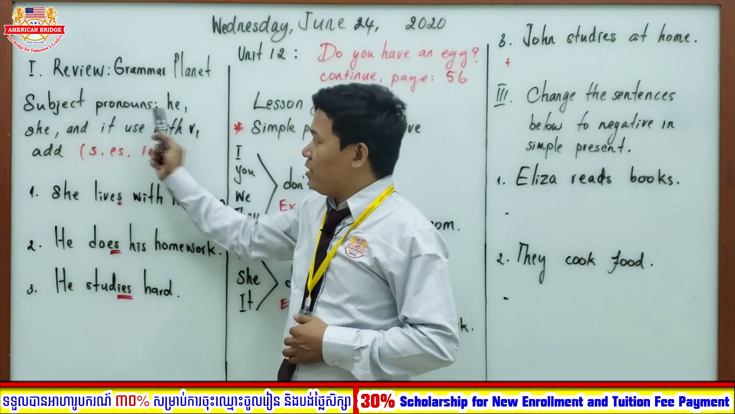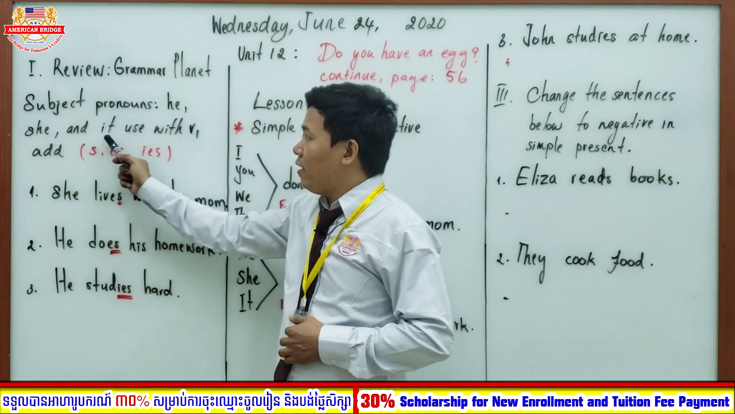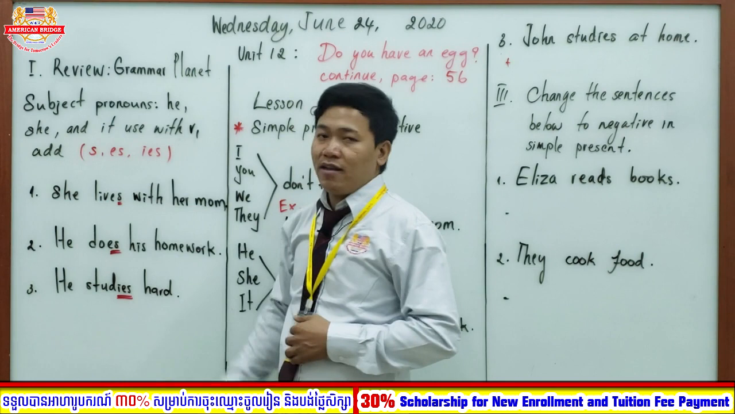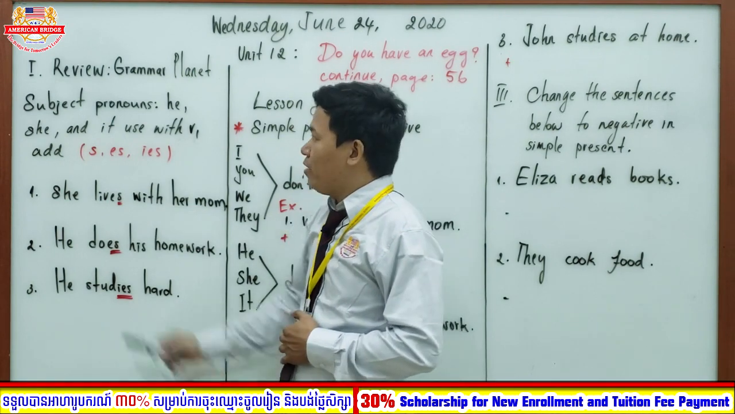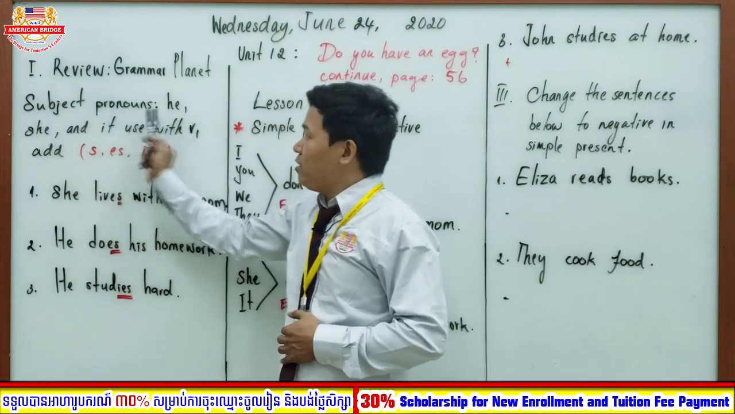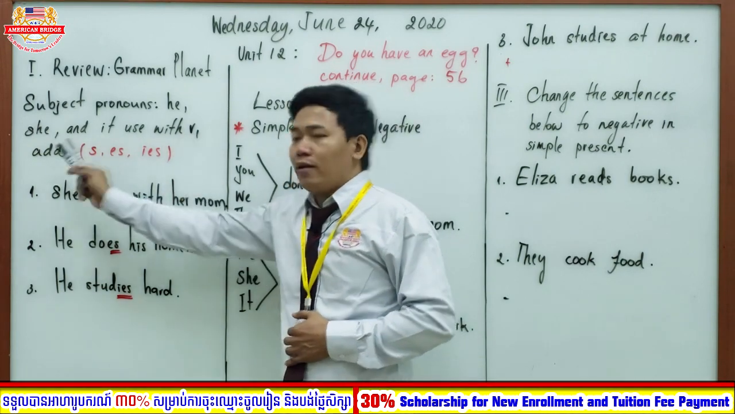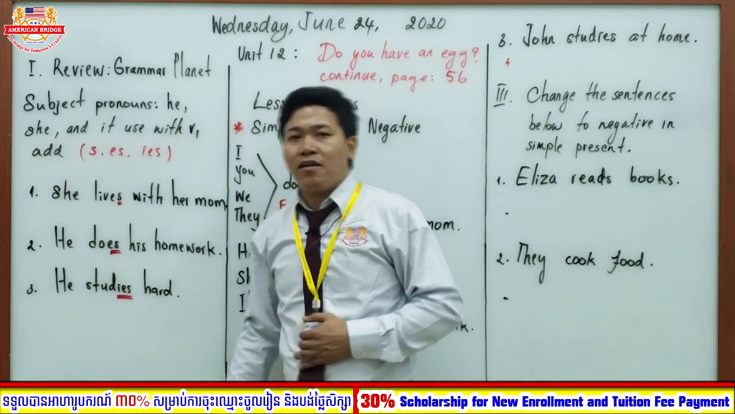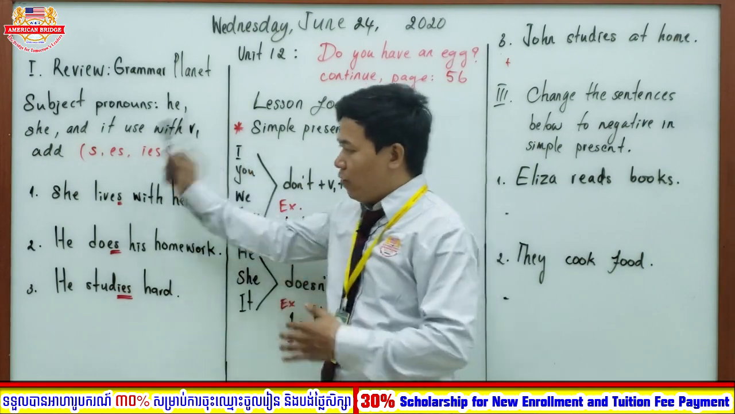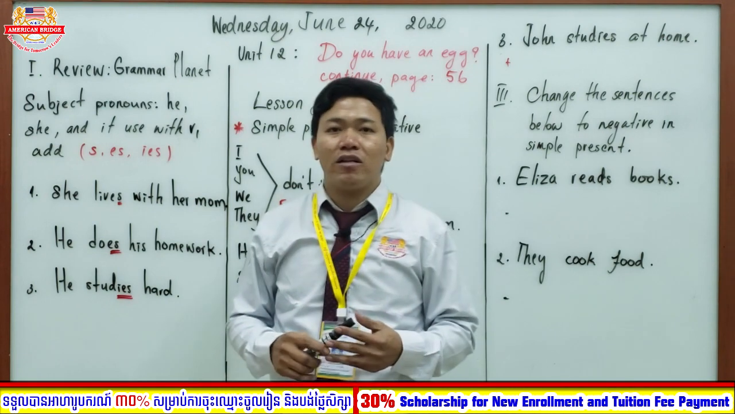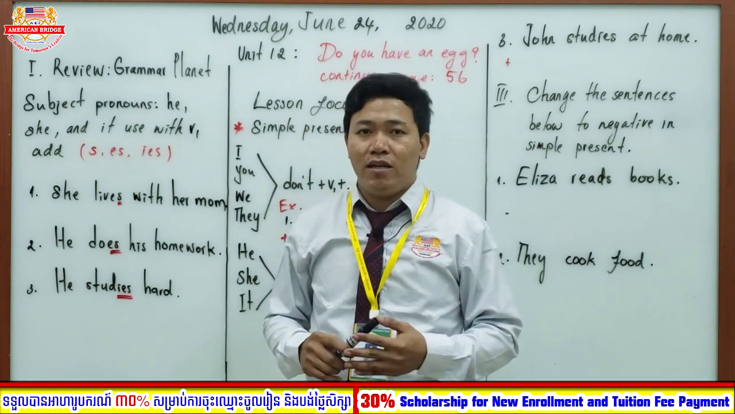Subject pronouns he, she, and it used with verb at, as, es, and ies. Read one more time, everyone. Subject pronouns he, she, and it used with verb 1 at, as, es, and ies. Before I explain the examples on the whiteboard, I want to review the form that you have learned with me last time.